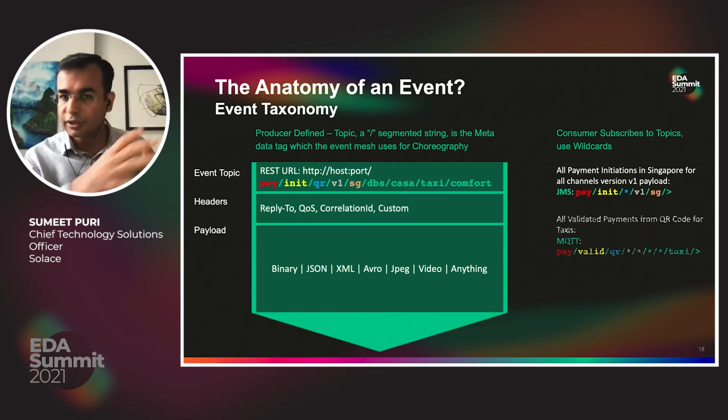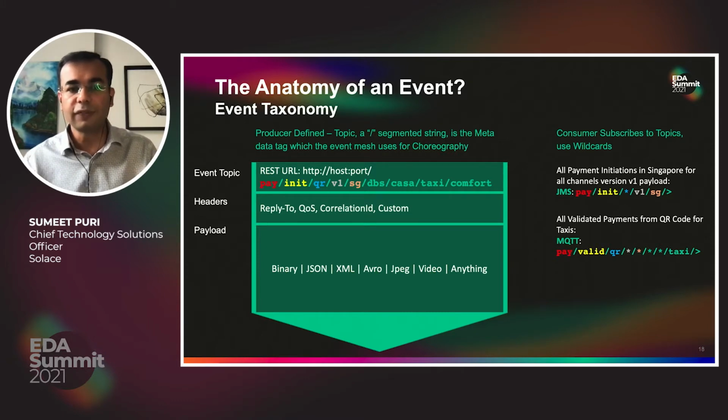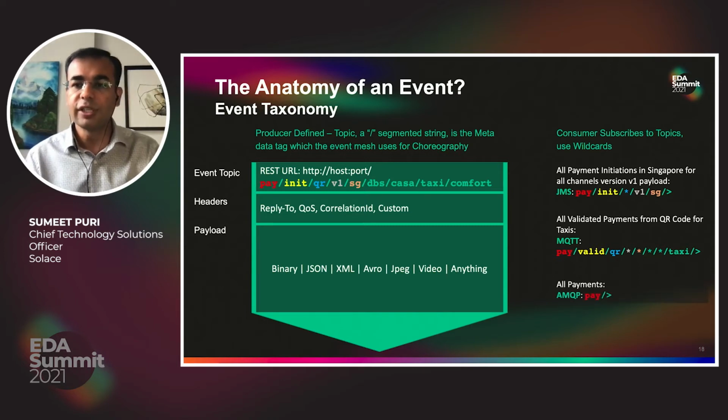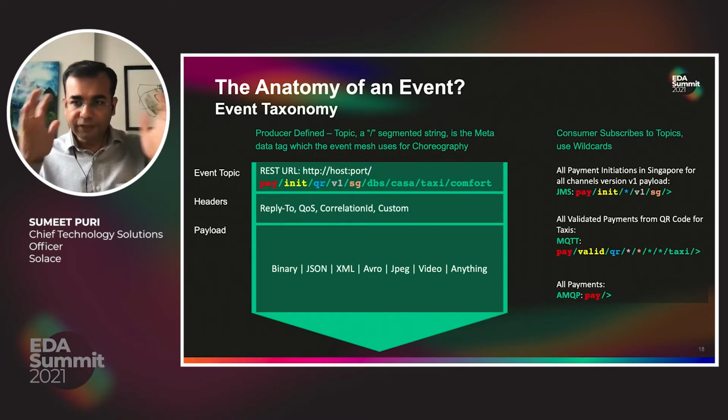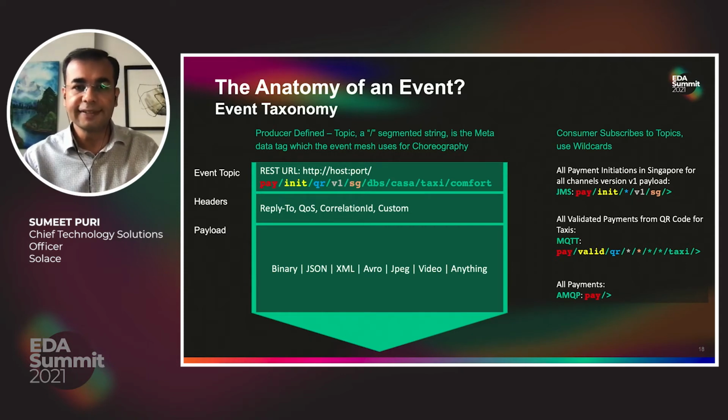And the event mesh, the foundation that we talked about, is going to take care of this routing for you, right? Similarly, on another protocol here, MQTT, we are looking for valid payments. So not initiated, but valid. So as long as the producer put that metadata along, you can subscribe to that. And then my data lake could come and say, give me all payments. And this is probably integrated over AMQP. So if you have this thought process, that's the need for the taxonomy. That's why you spend time on getting your taxonomy right at the start.